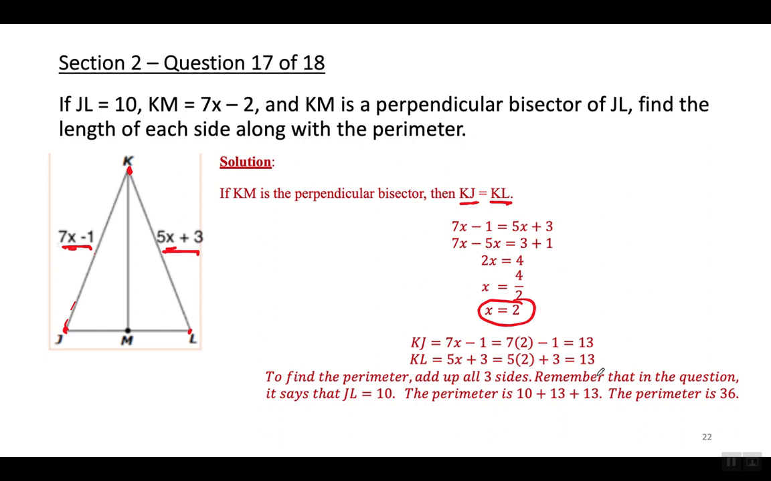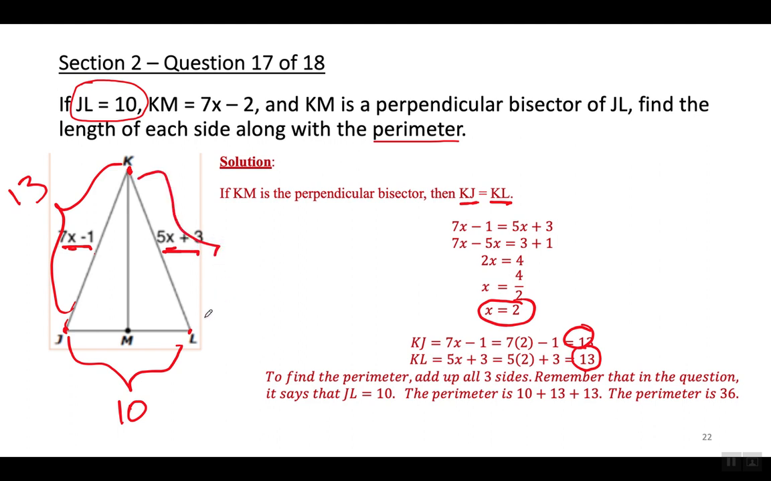Okay, now it said to find the perimeter. At the beginning of the question, they told you that JL equals 10. So JL is 10, and I was able to figure out that these two sides are 13 and 13. To find the perimeter, I just added all three sides and got my perimeter.